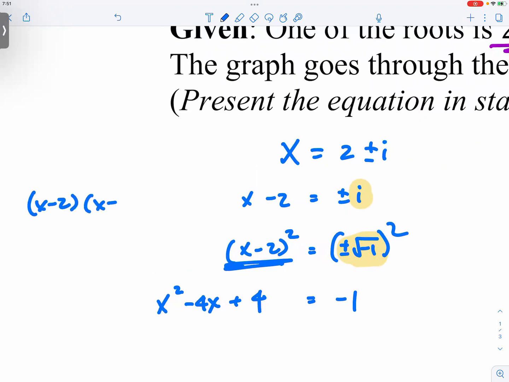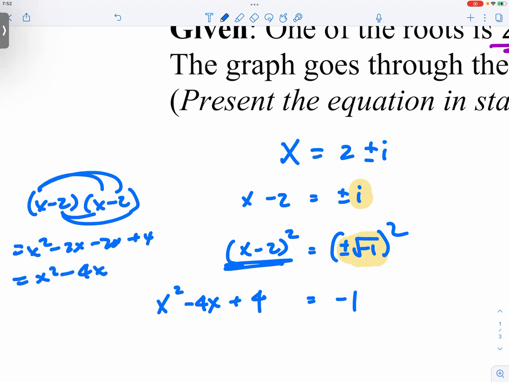Just make sure that you're patient enough to ask that question. What is the meaning of x minus 2 parentheses squared? It means x minus 2 times x minus 2. And then you do the FOIL, and you would get x squared minus 2x minus 2x plus 4. And that's how you get x squared minus 4x plus 4. Just be patient and ask yourself, do you know what x minus 2 parentheses squared means?